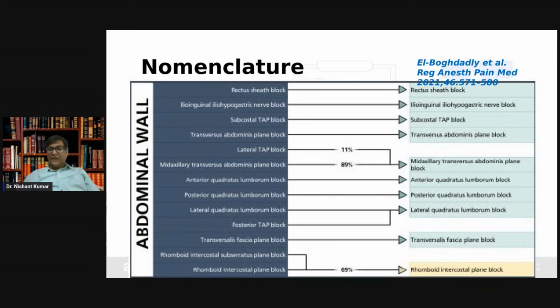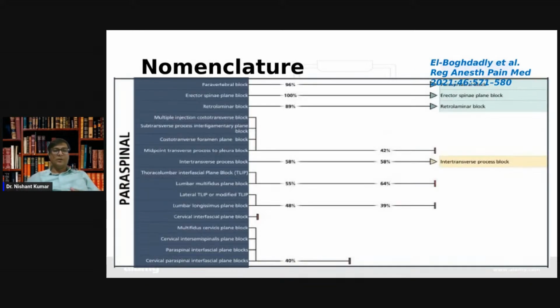Similarly, the posterior TAP block is now called lateral quadratus lumborum block, and rhomboid intercostal subserratus plane block and rhomboid intercostal plane block. Since the drug deposition is the same, the needle tip is the same, it is rhomboid intercostal plane block. Similarly, we have the nomenclature for paraspinal blocks, whereas the multifidus, cervical interfascial, paraspinal, and cervical paraspinal interfascial plane blocks. Unfortunately, they could not decide whether these have to be kept as individual or we continue with the name of cervical paraspinal interfascial plane blocks.